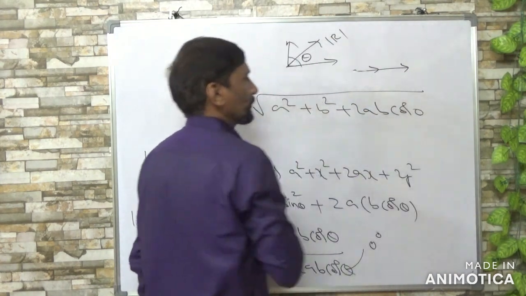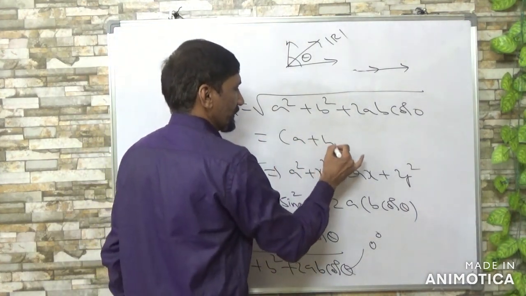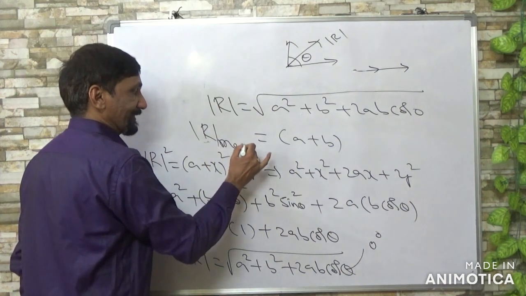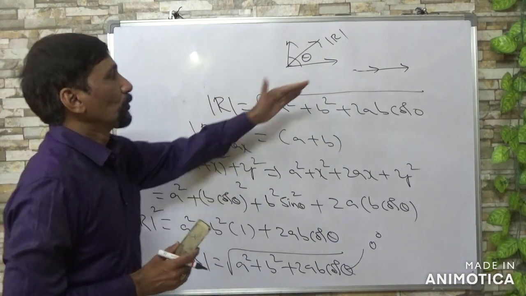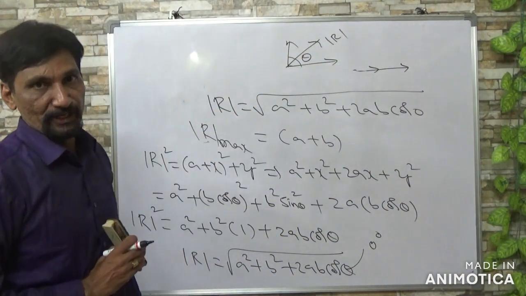Cos 0, you know, the value is 1. So that is why it will be A plus B, nothing but the maximum resultant. In order to get the maximum resultant, two vectors must be joined along the same direction.